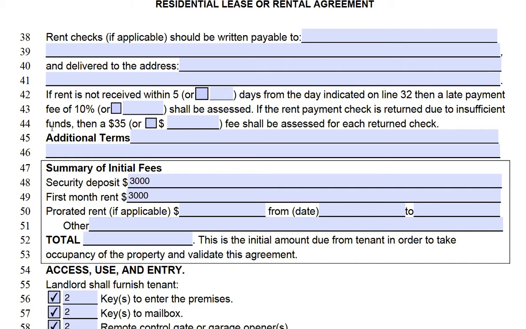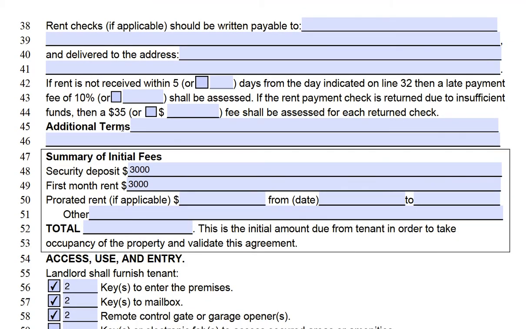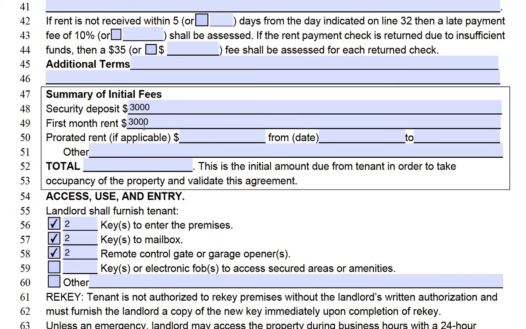Then there's a section for a late fee, and then these nice additional terms sections where you can just add in custom verbiage if there's some sort of unique arrangement you have. There's this very handy box, summary of initial fees, and this just breaks down what we've addressed above. It talks about the deposit, the first month rent, if there's any prorated rent.